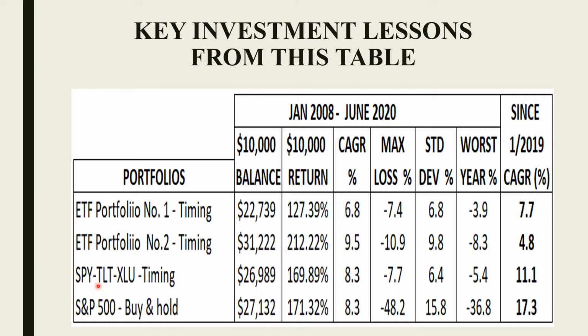Now, this is an interesting thing that I thought. I said, well, let's say we add bonds and utilities to an average portfolio that performs like the S&P 500. What happens following the same rules as I followed for the previous two portfolios? Notice how by increasing TLT and XLU, the performance is sort of in between these two, and is the same as buy and hold of the S&P 500. However, notice how the loss is only 7.7% compared to 48%. The volatility is 6.4% instead of 15.8%, and the worst year is only a 5.4% loss instead of 36.8%. And since January 2019, the return of this portfolio has been 11.1%.